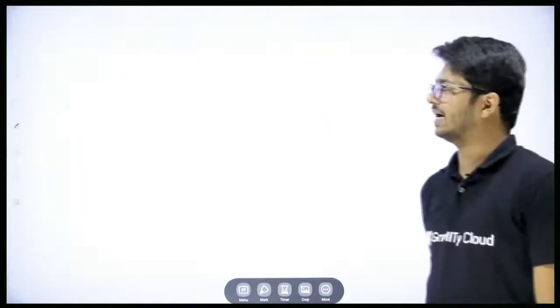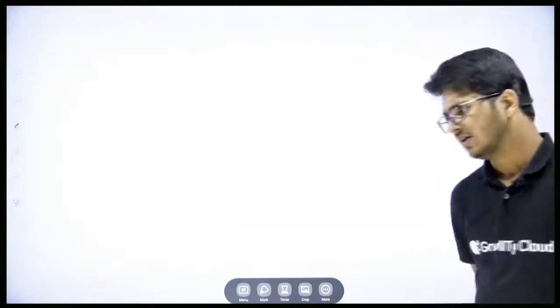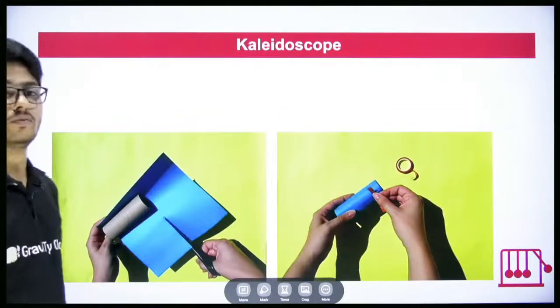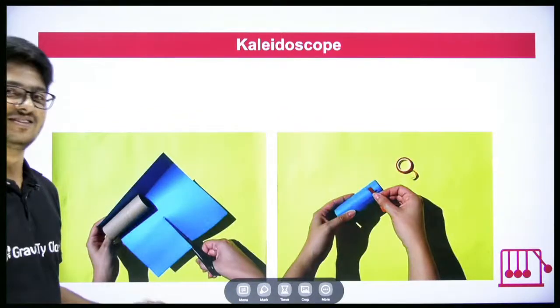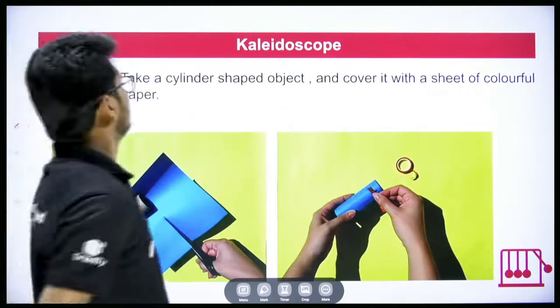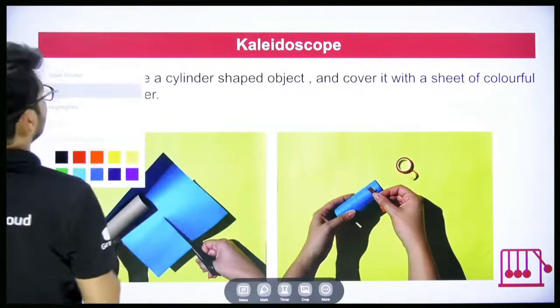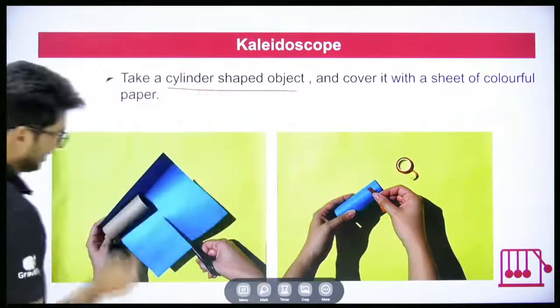Obviously, you need a mirror for that. You have to cut the mirror carefully. I'll explain that. Again, another interesting instrument we can make at home. You can make it as a science project. So please try. Take a cylinder shaped object like this.